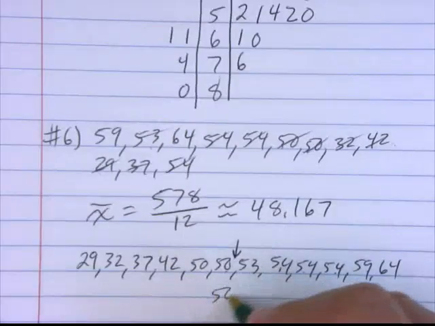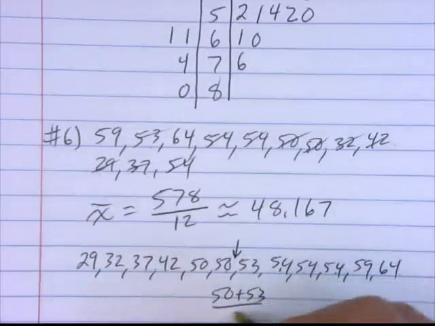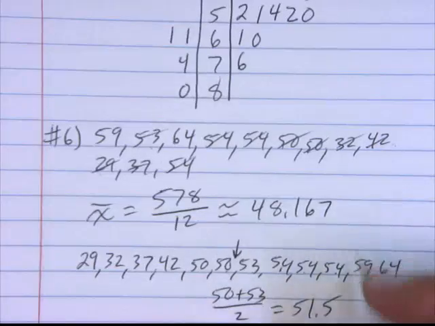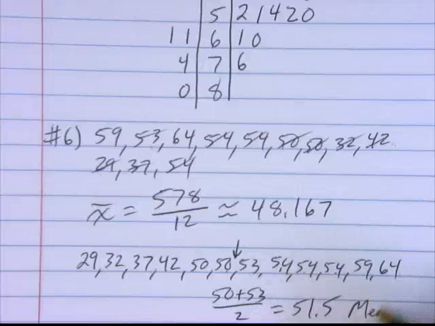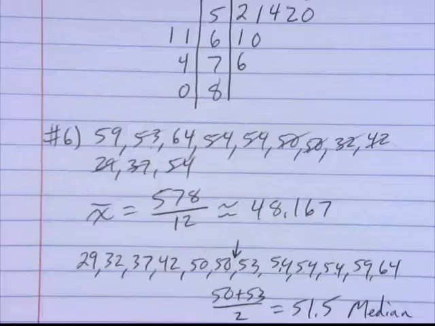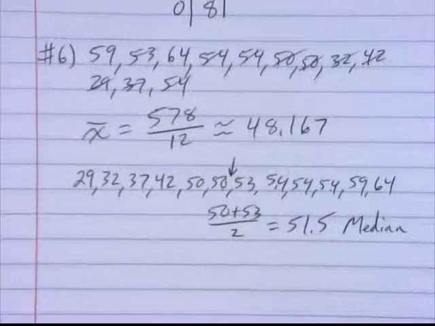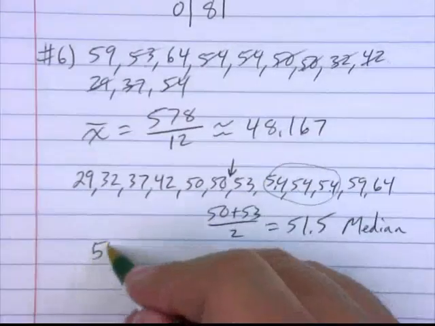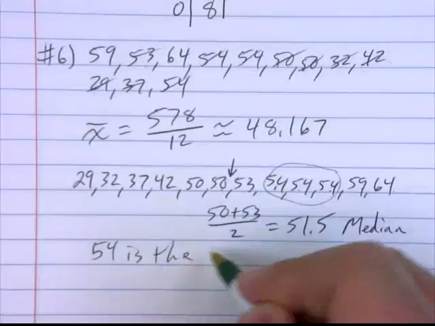So I'm going to take those two numbers and find the mean of those two numbers, which is going to give me 51.5. So that is the median. And then the mode is going to be the number that appears most often, so that's going to be 54, so 54 is the mode.